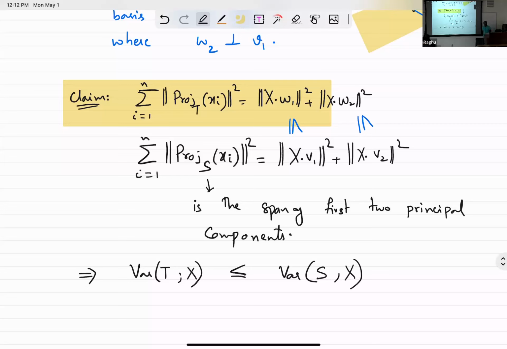All right, any questions about this proof? Okay, so you can see that we are using Pythagoras' theorem again and again, and that's partly why this whole thing only works for the sum of squares of the errors rather than the sum of the errors.